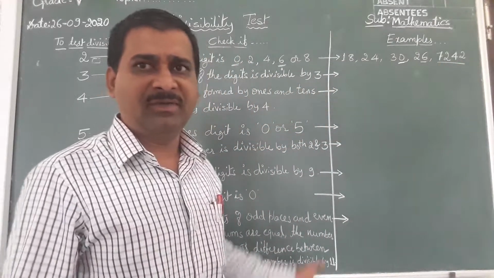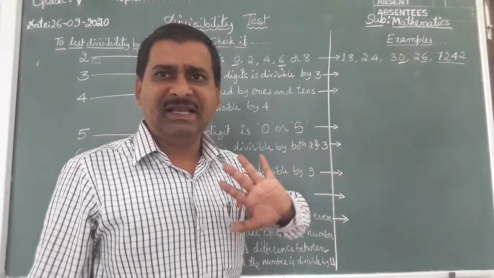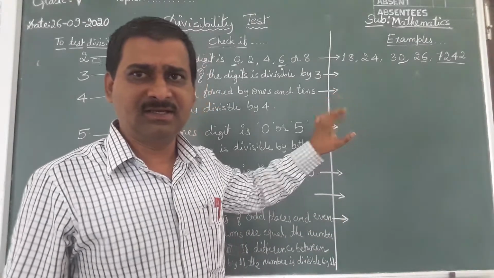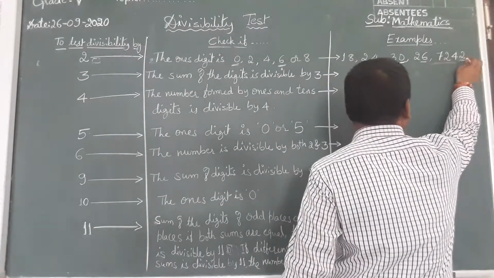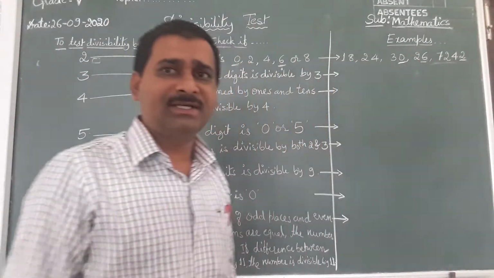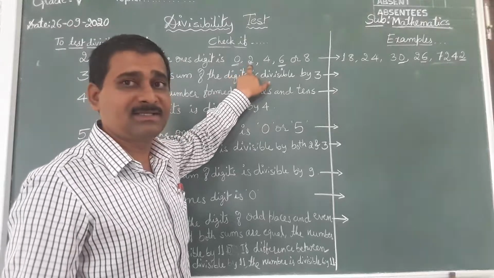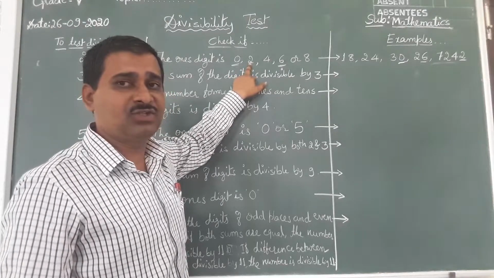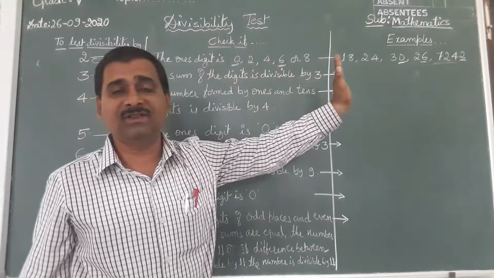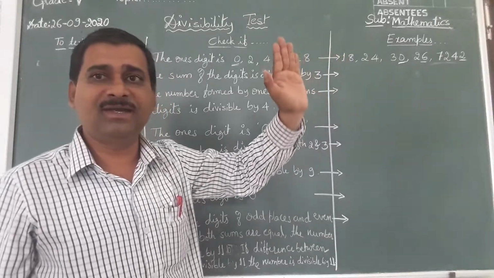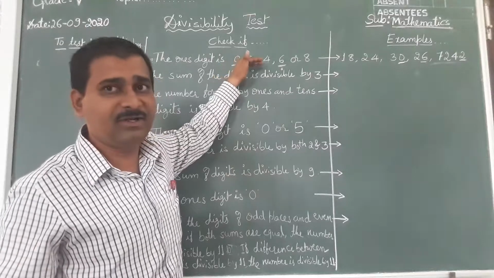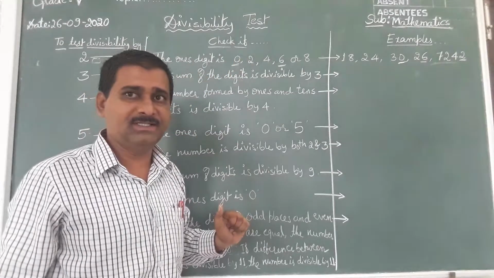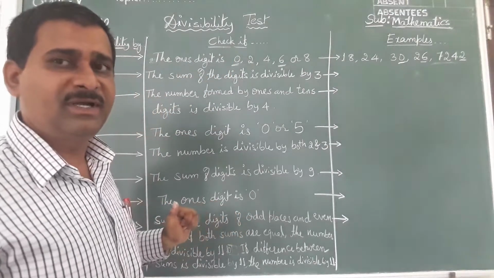7242, the number may be big. What I said: neglect other digits, only concentrate on the ones digit. Ones digit is 2. In the ones place, if it is 2, then the whole number 7242 is divisible by 2. Children, like this we will test divisibility of 2. Right? Let us go to the divisibility of 3.